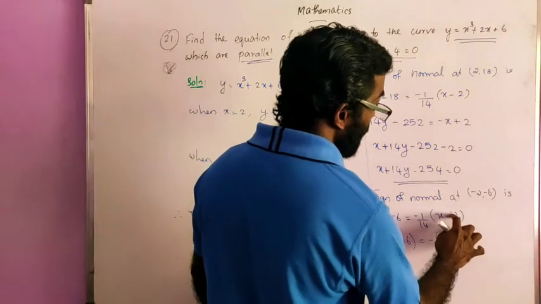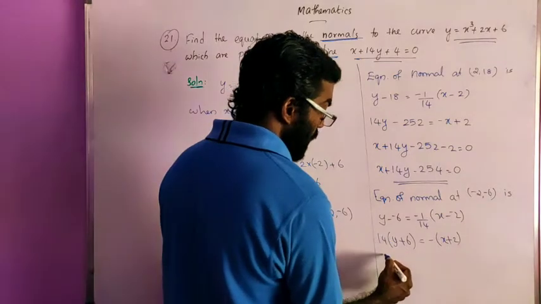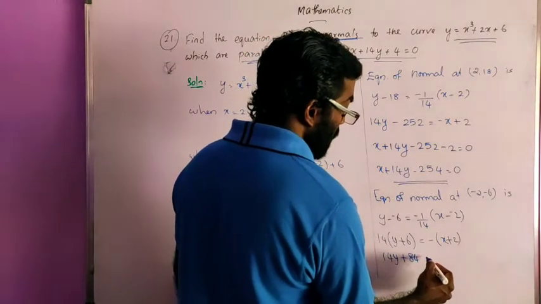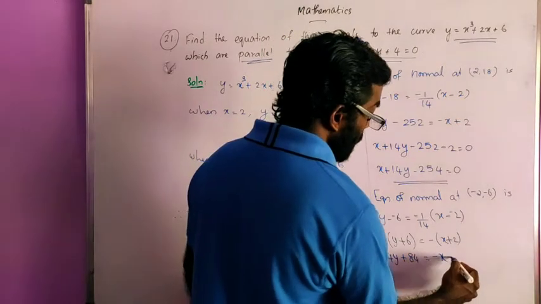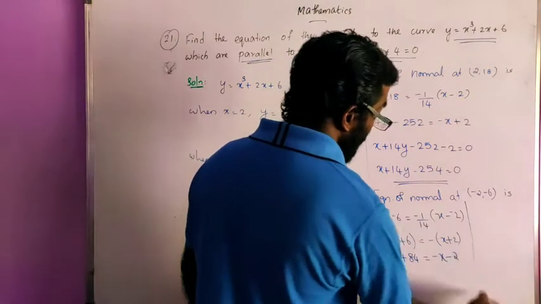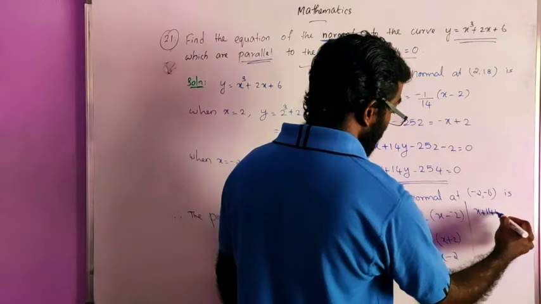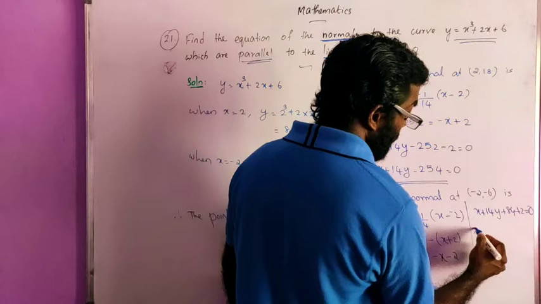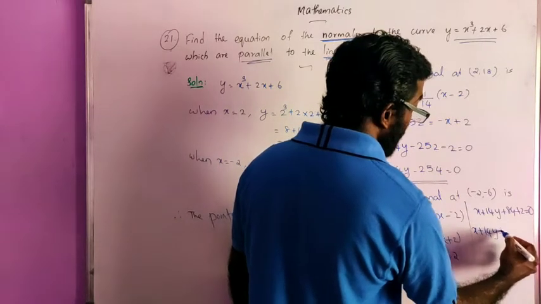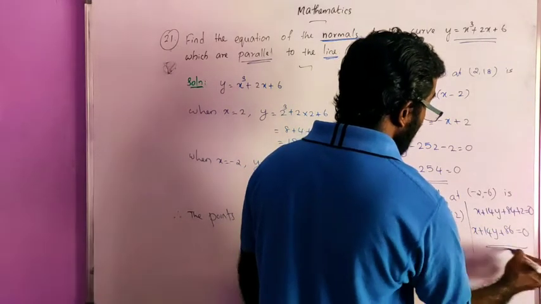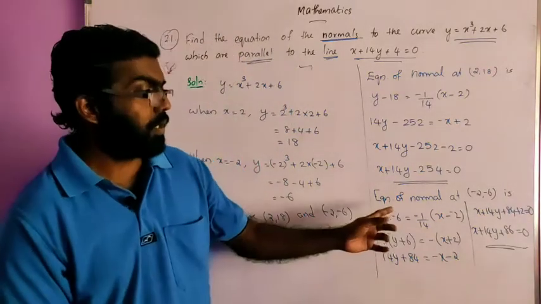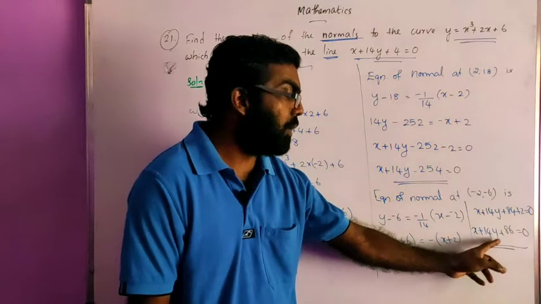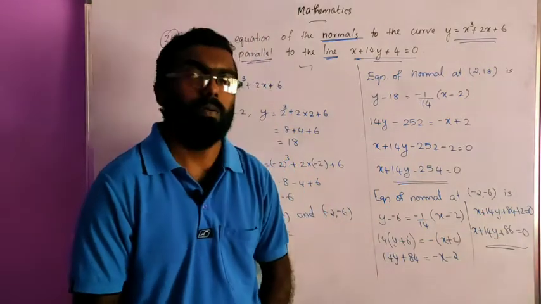Minus into minus is plus. Here we can multiply by 14 and remove the bracket. 14y plus 14 into 6, that is 84, is equal to -x - 2. Or we can write x + 14y + 84 + 2 = 0, that is x + 14y + 86 = 0. Clear? That means the equation of the normal at the point (-2, -6) is x + 14y + 86 = 0. Understood?